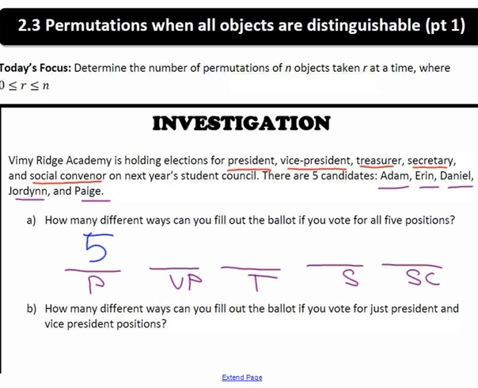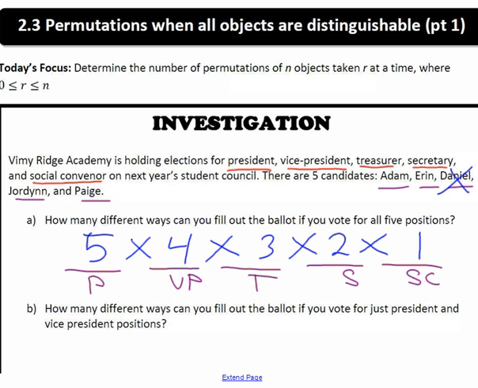Now, let's say you pick Daniel for president. That name is now off the list. You've used it. Daniel can't be president and vice president at the same time. Daniel is done. D and D. All right? Daniel is done. So now, how many choices do you have for vice president? 4. And then similarly, 3, and then 2, and then 1. Now, I'm going to multiply these together to find the total number of ballots we could have.